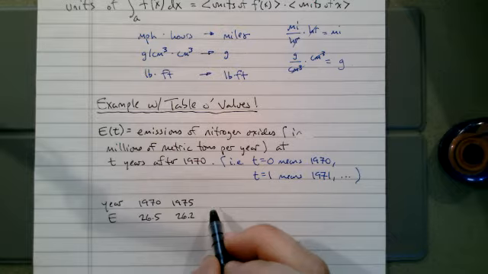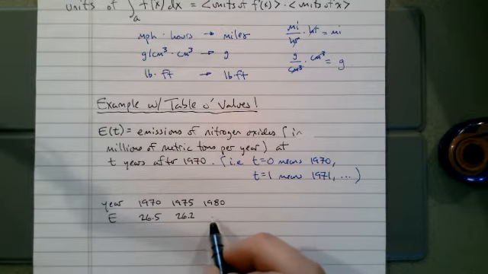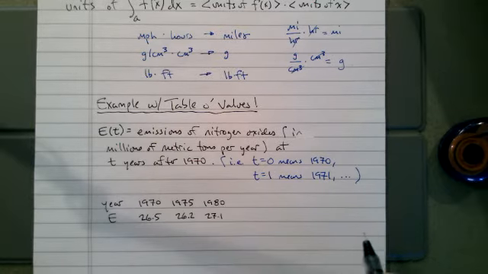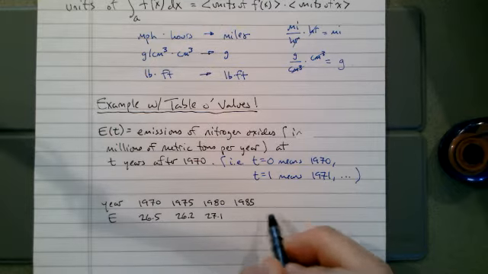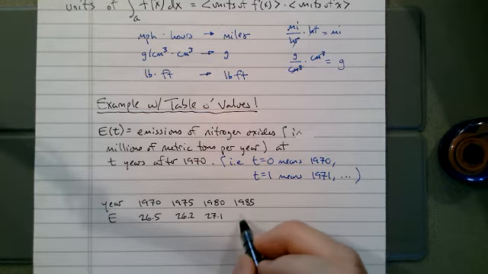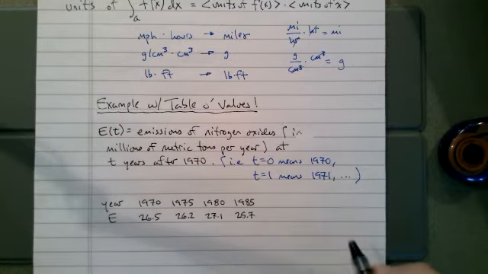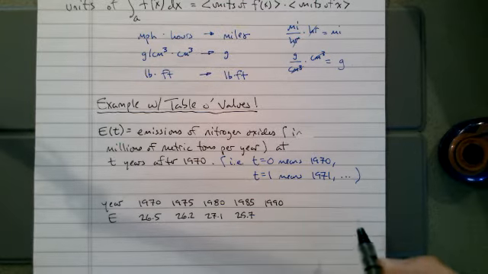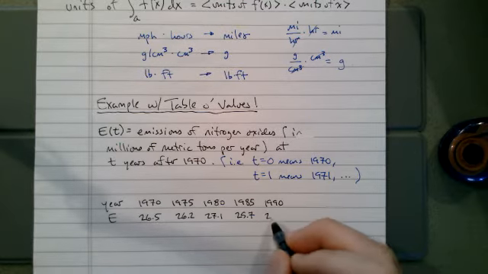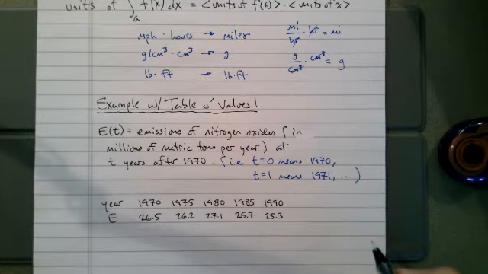In 1980, 27.1. In 1985, we got 25.7. 1990, 25.3. That'll give us 20 years of data.